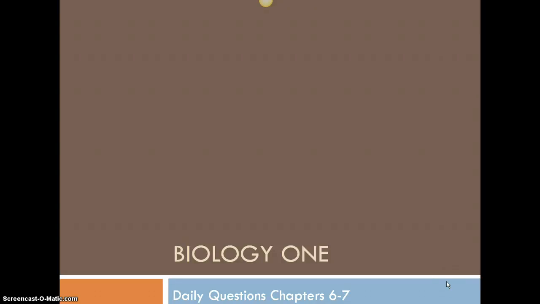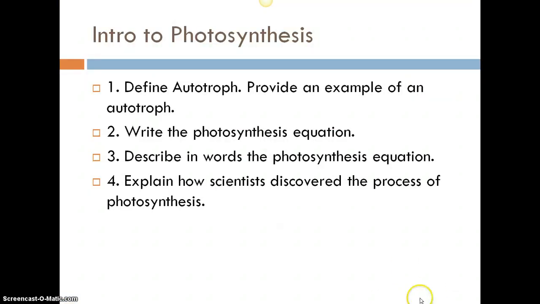Hello class, today we're going to be starting chapters 6 and 7. So we have two sets of introductory questions today. The first one, define autotroph, provide an example of an autotroph. You probably already know what that is. Number 2, write the photosynthesis equation. Number 3, describe in words the photosynthesis equation. Number 4, explain how scientists discovered the process of photosynthesis.